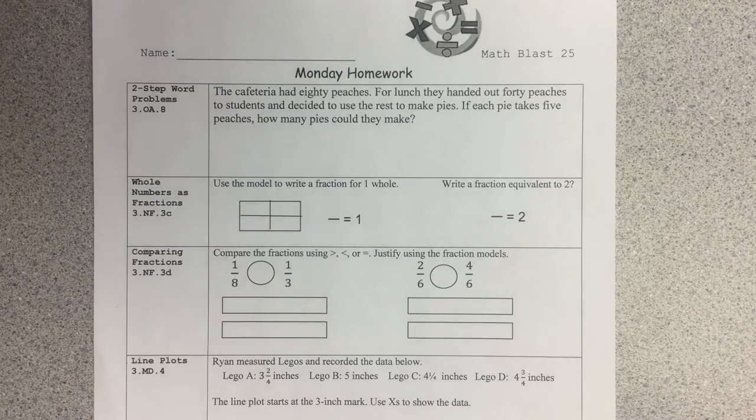Math Blast 25, two-step word problems. The cafeteria had 80 peaches. For lunch, they handed out 40 peaches to students and decided to use the rest to make pies. If each pie takes 5 peaches, how many pies could they make?